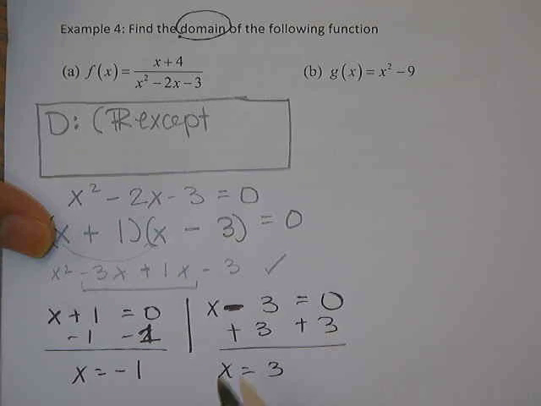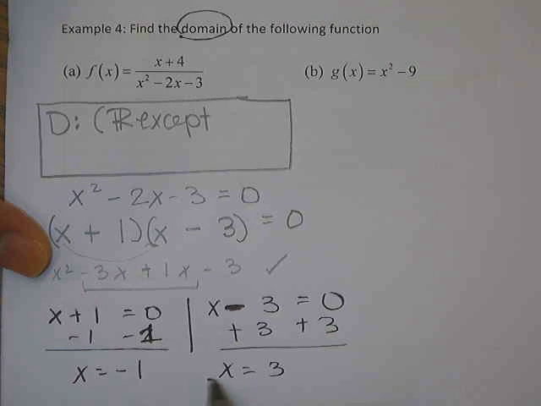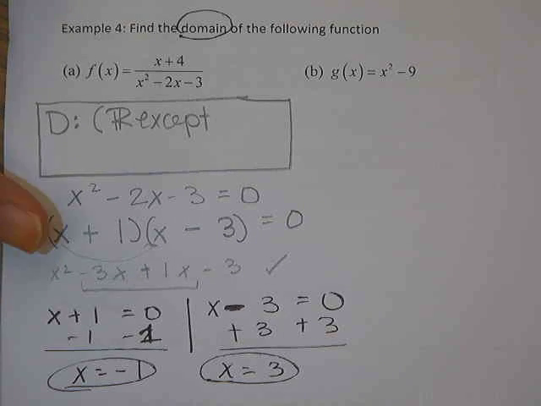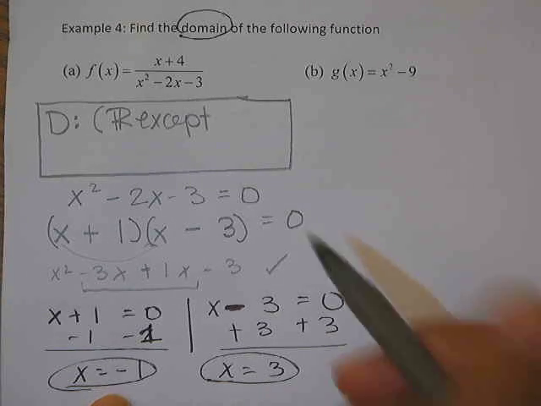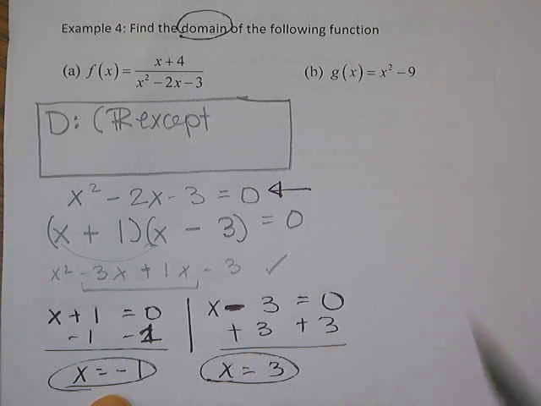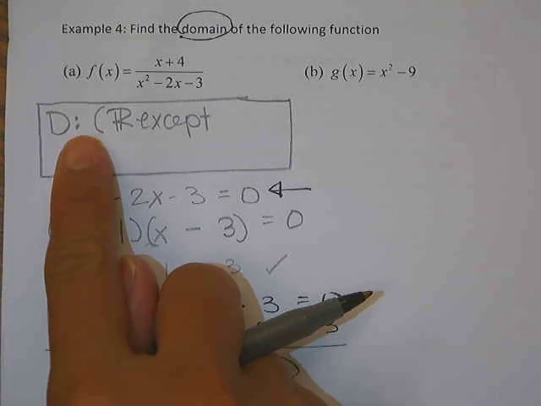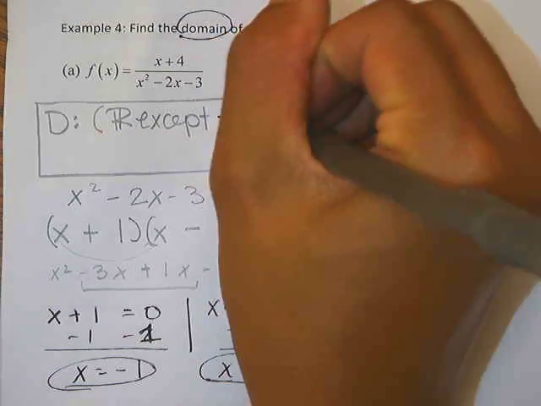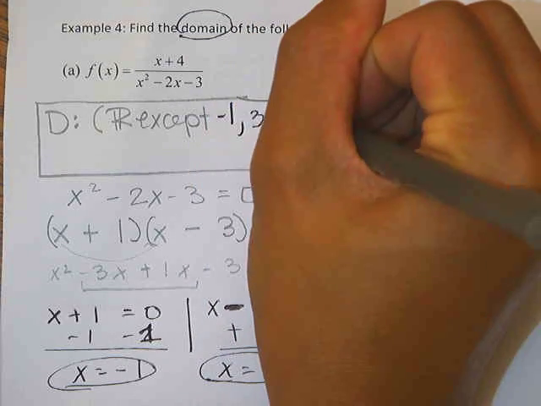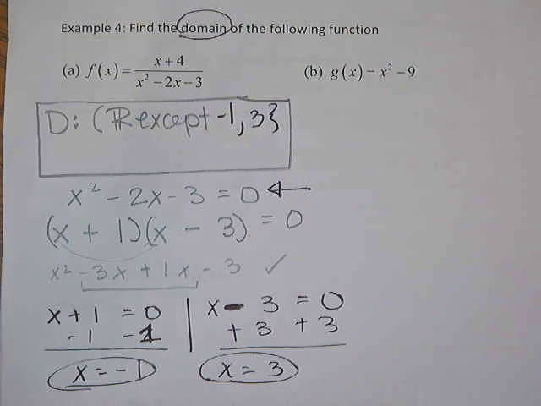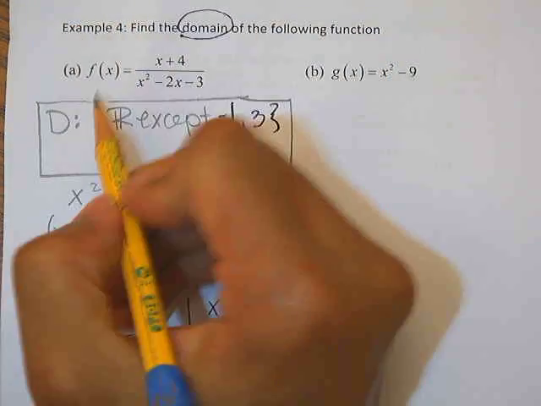All right, so these are the two x values that we will exclude, okay? And the reason we are excluding them is because these make the denominator 0, which we can never ever have. So we're going to write all real numbers except -1 and 3. And you know what? I need to do a bracket, not a parenthesis.